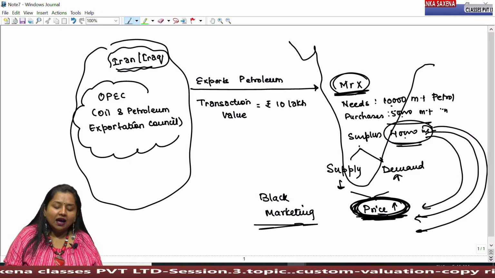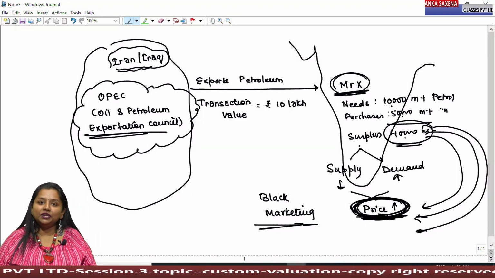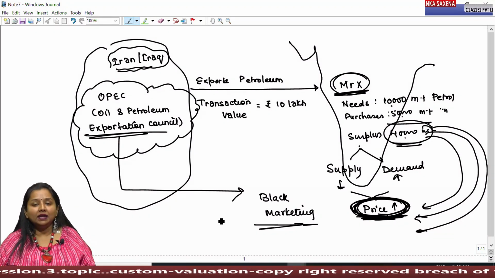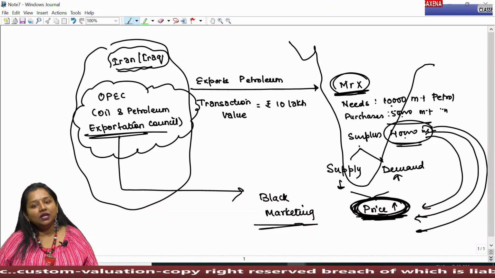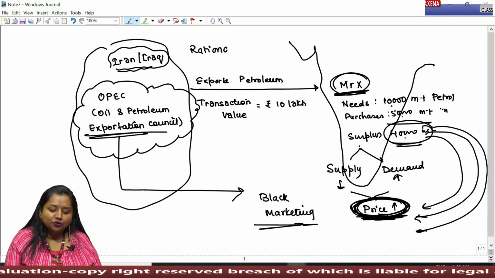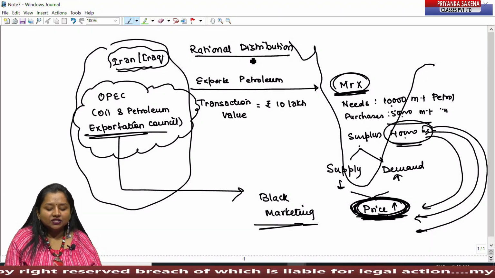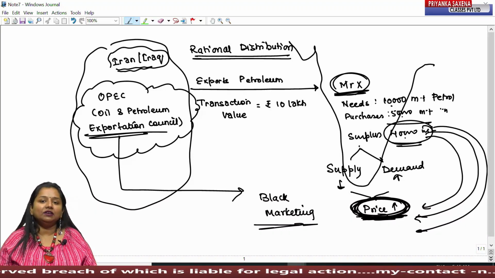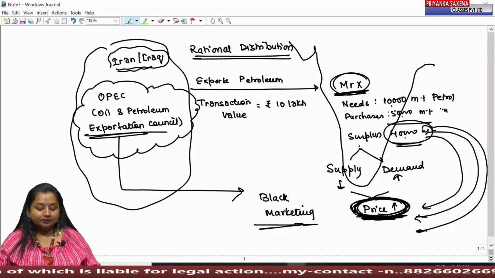Over the period, Iran-Iraq suppliers created an organization in the name of OPEC, Oil and Petroleum Exportation Council, and they realized that this black marketing was resulting in irrational distribution of this scarce resource throughout the global economy. Therefore, in order to have rational distribution, since it is a scarce resource, it needs to get distributed rationally among different countries in the way it is actually demanded in their market.